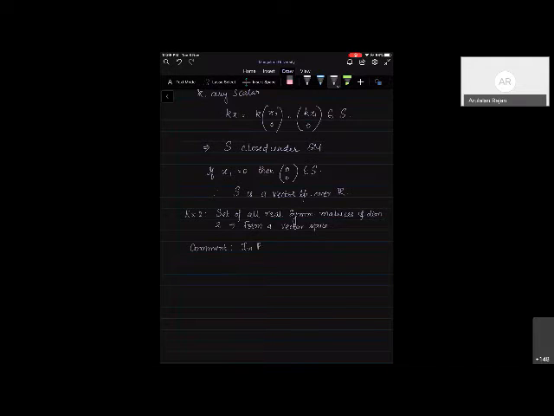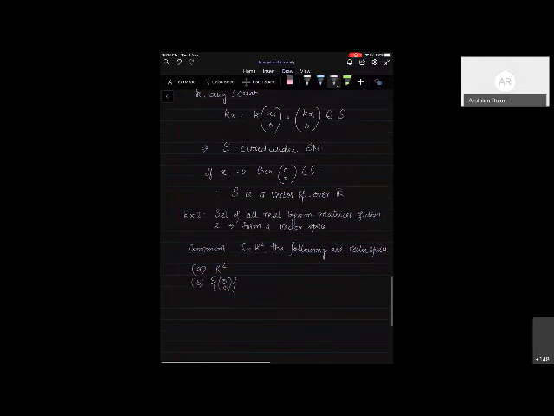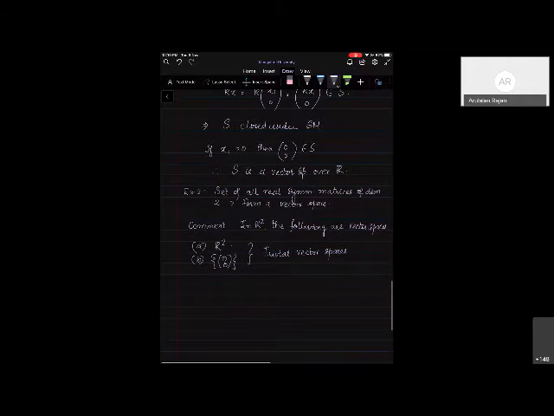In R2, the following are vector spaces. What are they? Entire R2 is a vector space. This zero vector is also a vector space. These two are called trivial vector spaces. And any line passing through the origin.